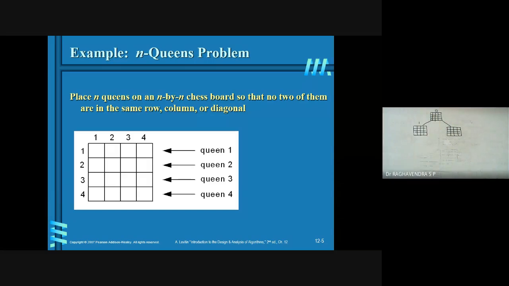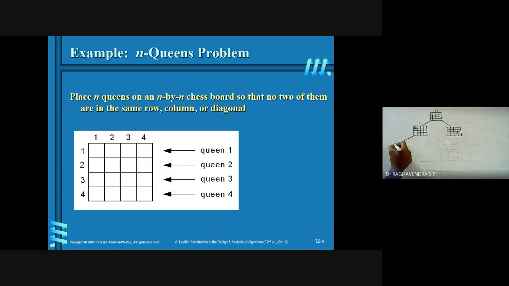So next, in the first chessboard, I am going to insert queen 1. Suppose this is my queen 1 position. Next, can I insert the next queen here? Can I insert queen 2 in the first column, that is, in the second row, first column?